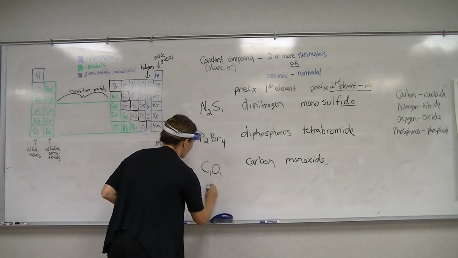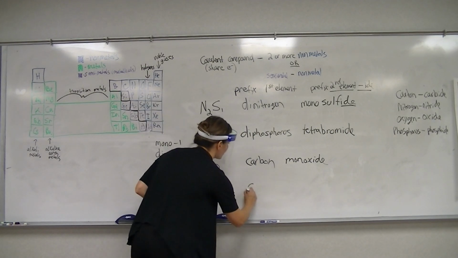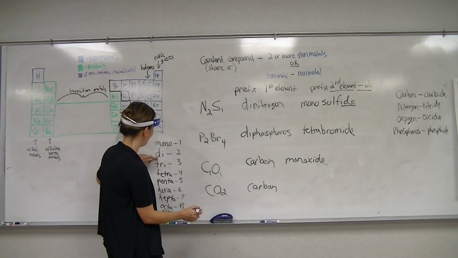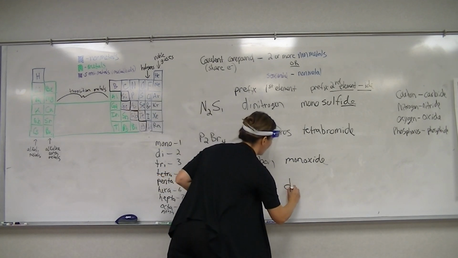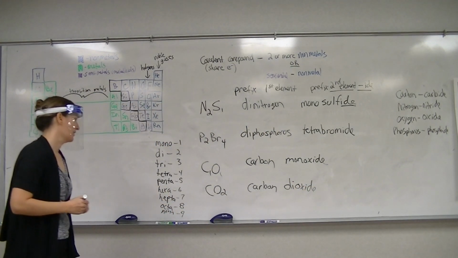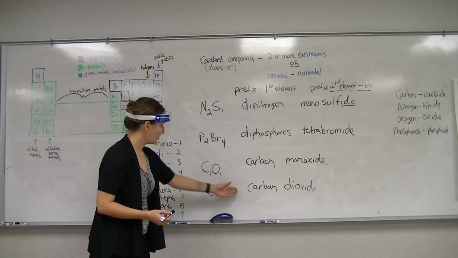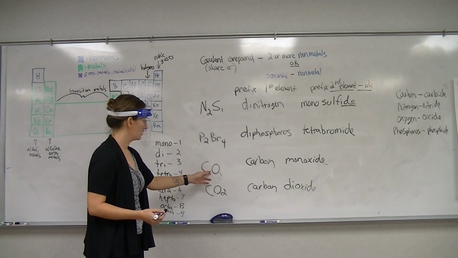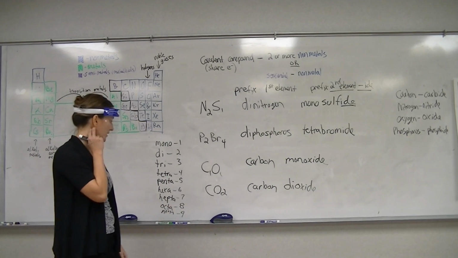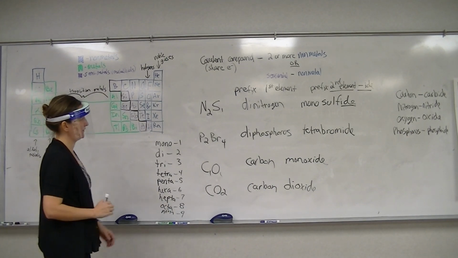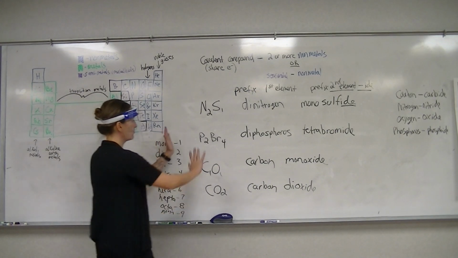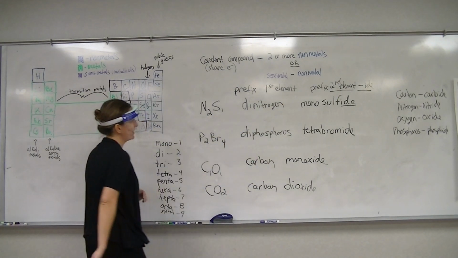Same with CO2. CO2 is carbon, 2 oxygens this time, so dioxide. That's what we breathe out every day. And they just don't include the mono because there's only one carbon present. So if it's the first element in that chemical formula and there's only one, we do not put the prefix. That's the only exception. Otherwise, you put prefixes for covalent compounds every time.